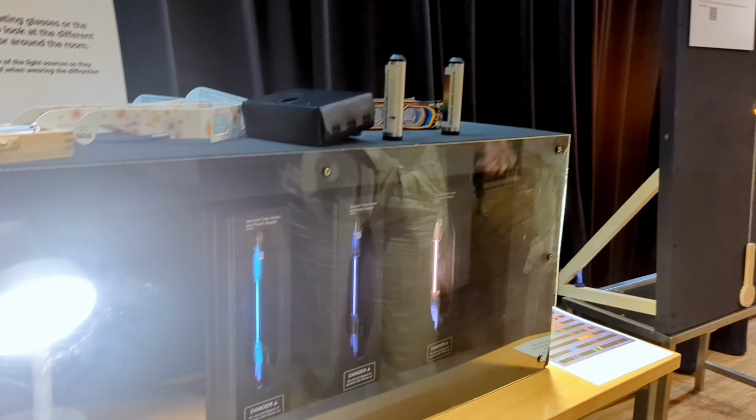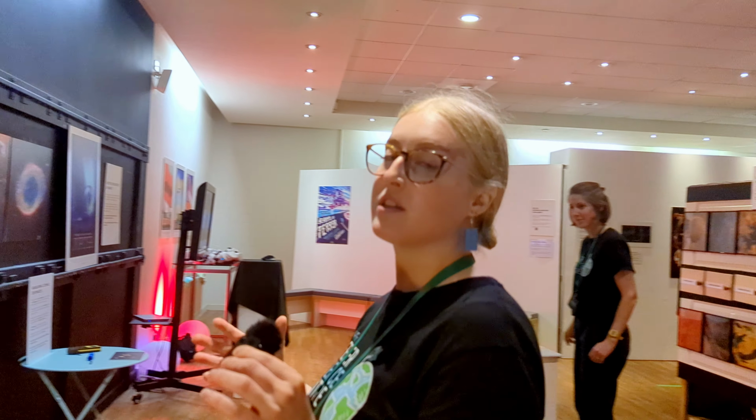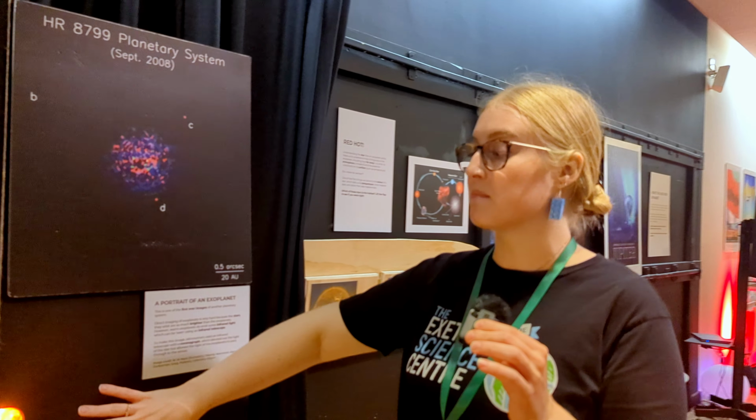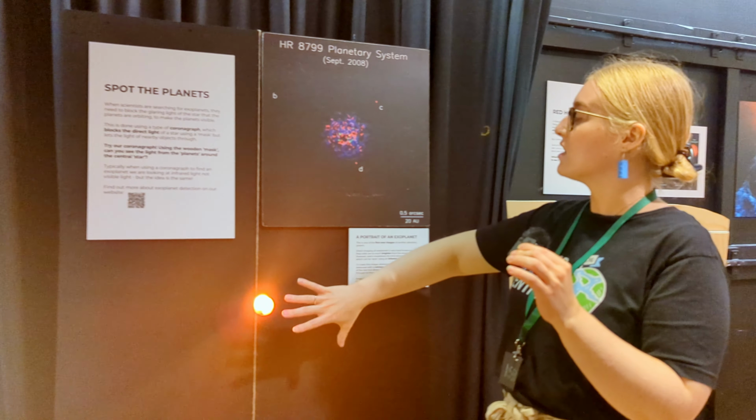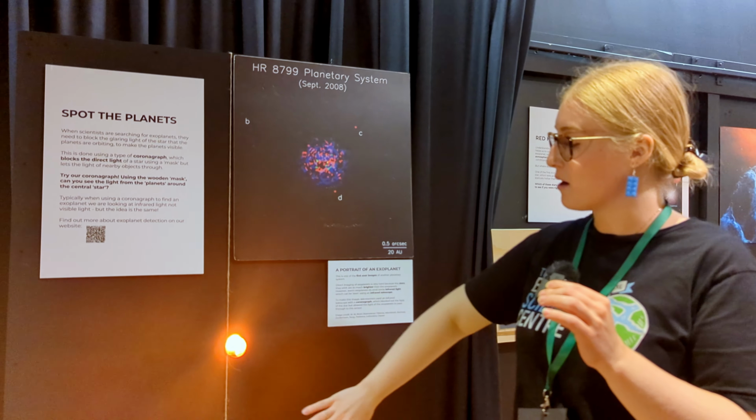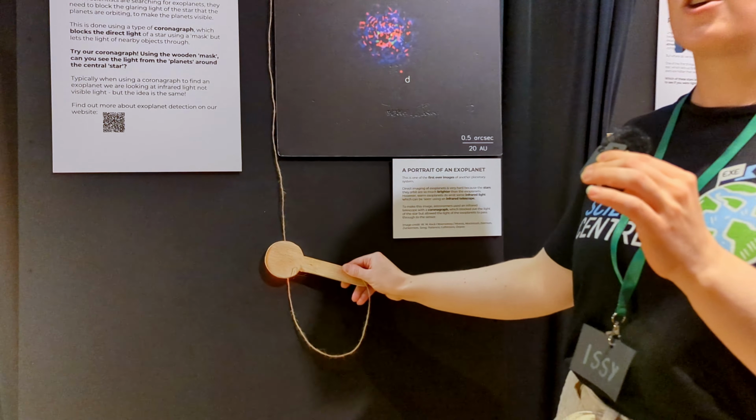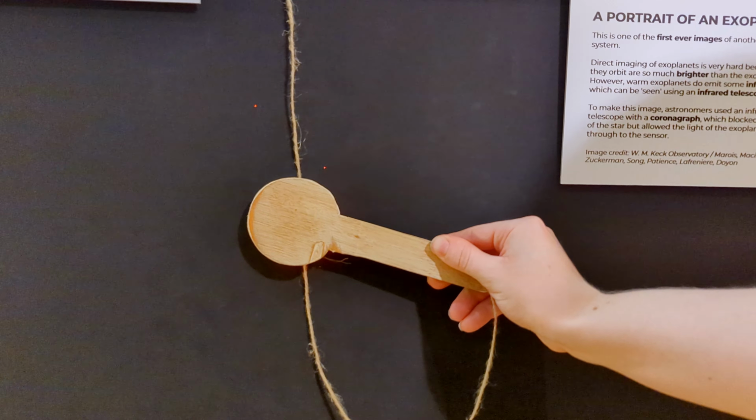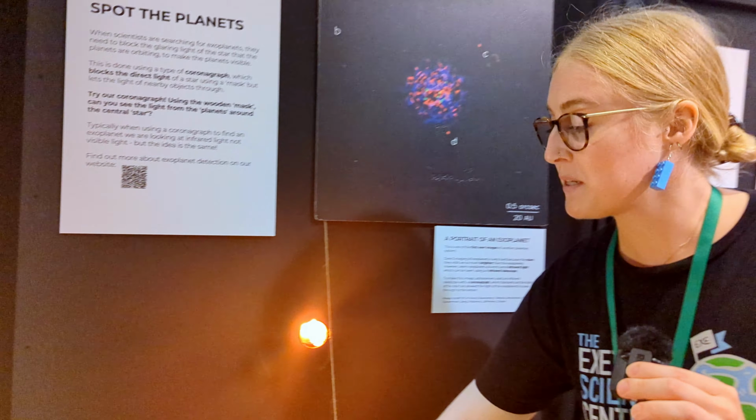We can also do things like use coronagraphs to help us find planets, which is where we block some of the light. We block all the light from the star, and because stars are really bright and big and planets are really small and dim, by blocking some of that light, you can have a go at finding your very own little planets.